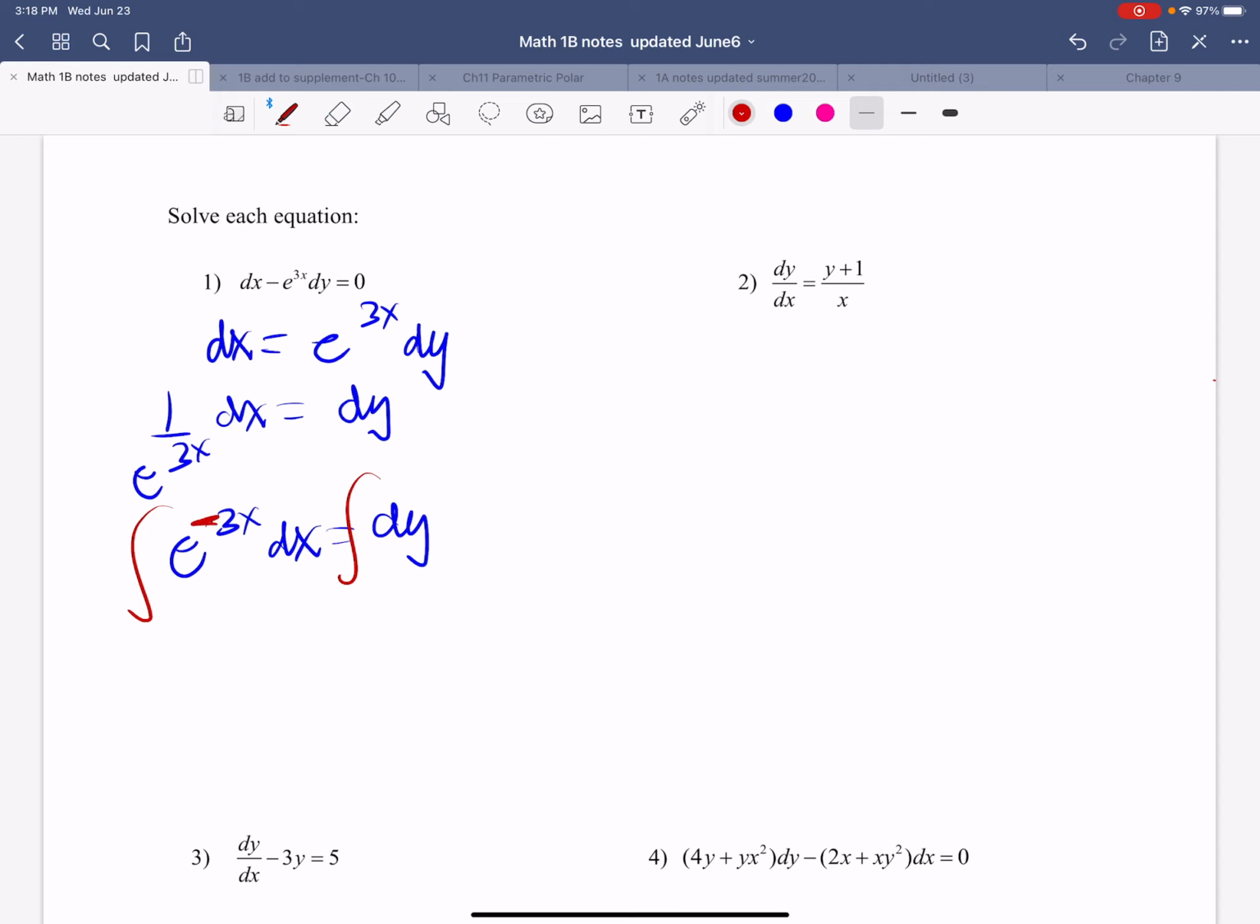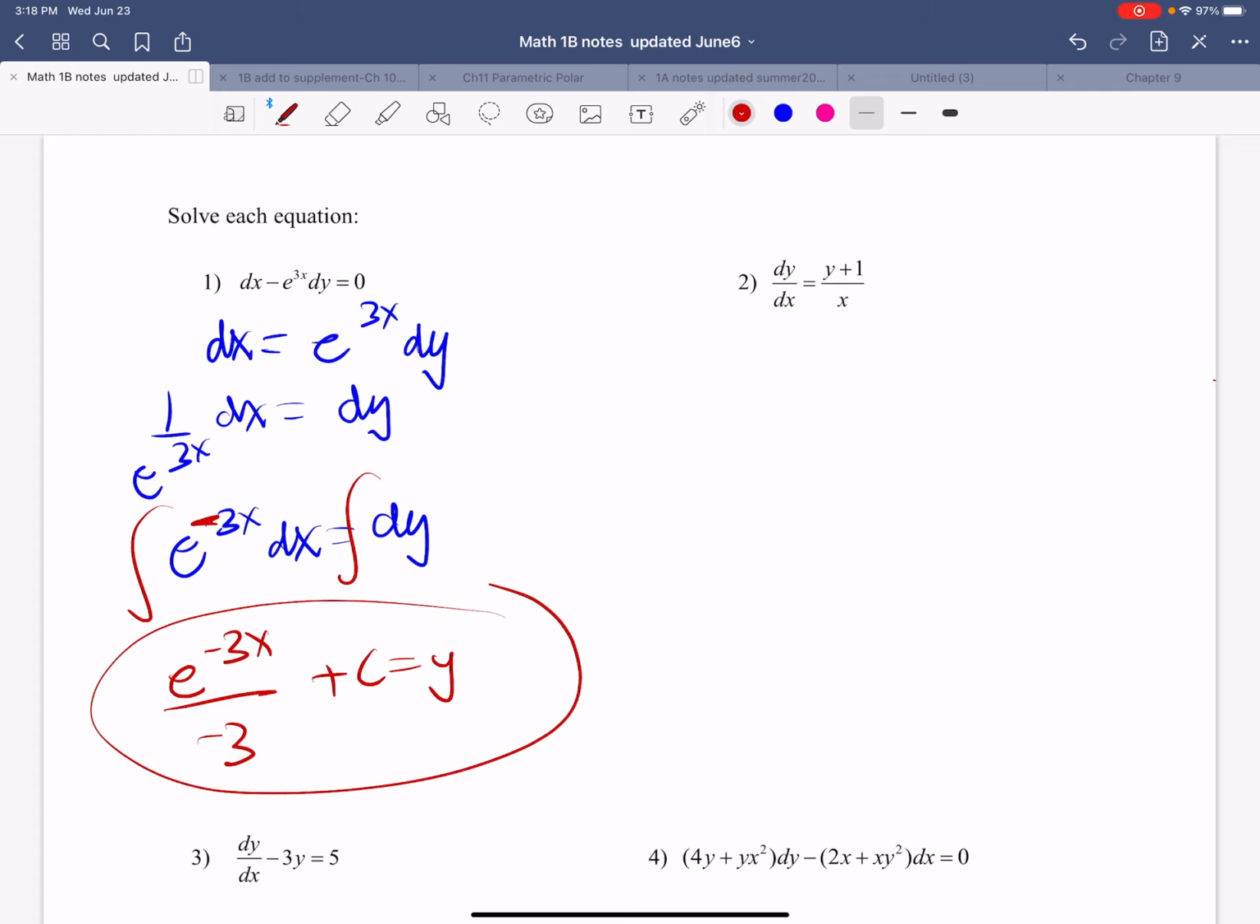All right. What is the integral of e to the power negative 3x? Well, the integral of e to the power negative 3x is e to the power negative 3x over negative 3 plus c is equal to y, and that's our general solution. It does have an arbitrary constant c, which can take on any value depending on which particular solution you're looking for. Check out another example.